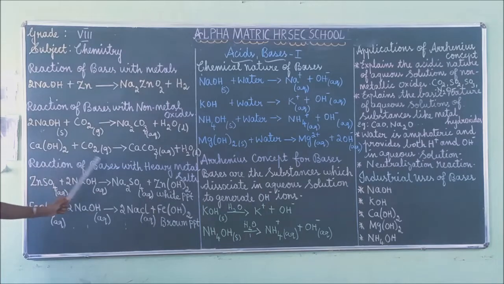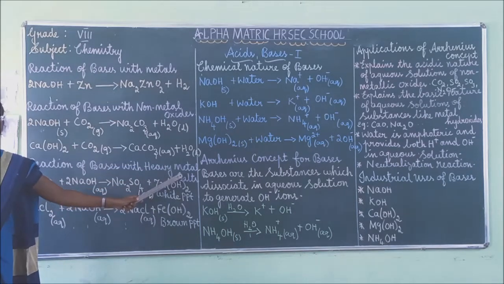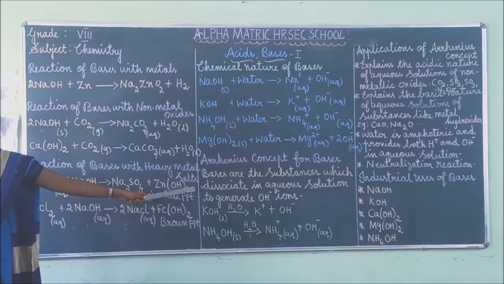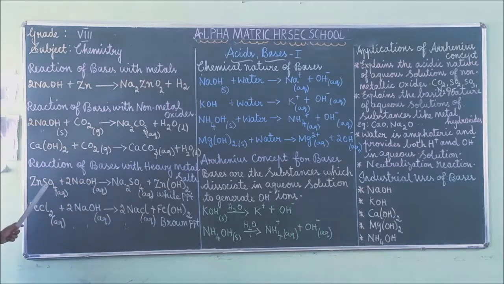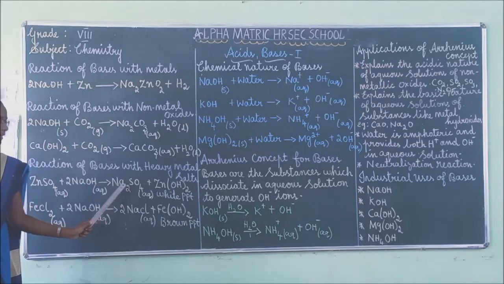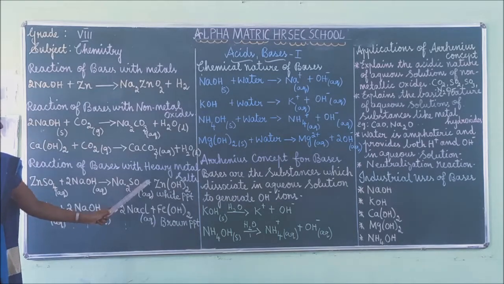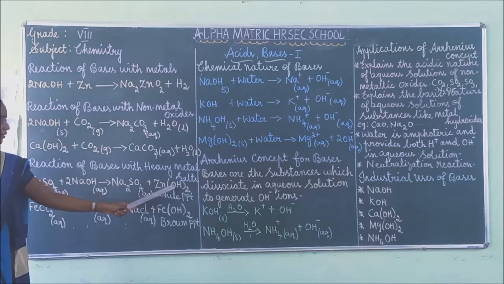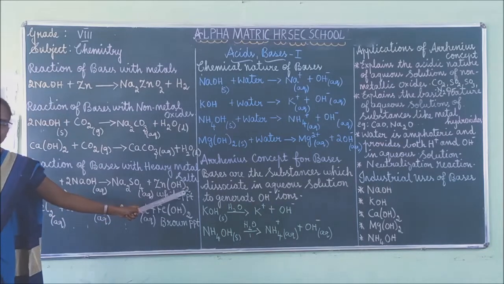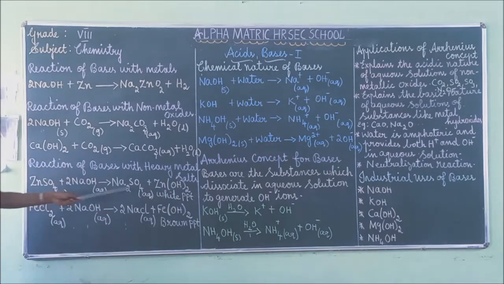So reaction of bases with heavy metal salts produces precipitates. Okay, so ZnSO4, zinc sulfate, reacts with NaOH, sodium hydroxide, and combines to form sodium sulfate, Na2SO4, plus zinc hydroxide, Zn(OH)2. So this is a white precipitate salt. Next, FeCl2.